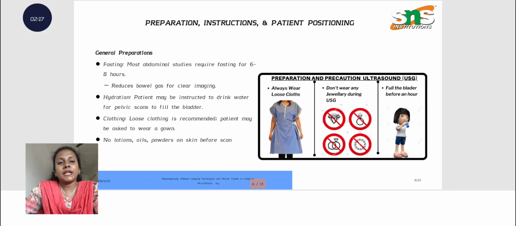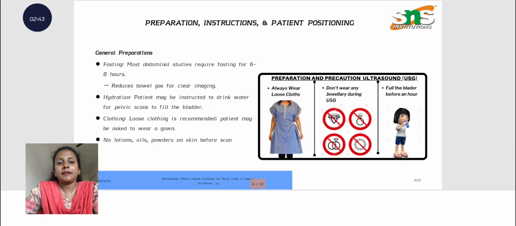Patient preparation instructions and patient position are as follows. For general preparation, the first thing is to ask the patient to fast for about 6 to 8 hours. It is useful for clear imaging of the bowel region. Why? Because if the patient is fasting, it reduces bowel gas production.